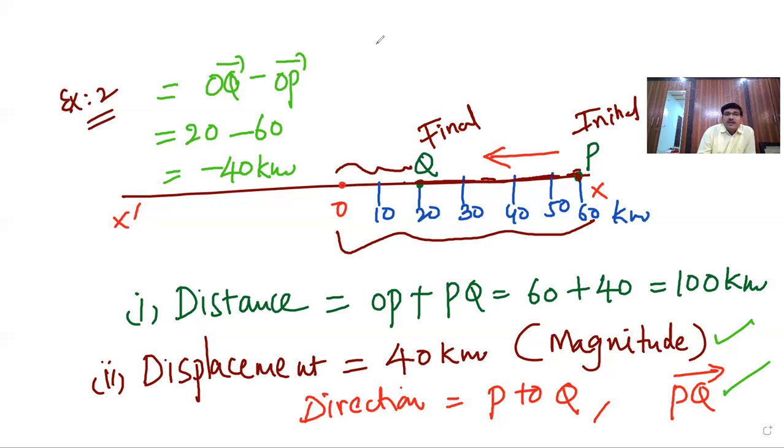This minus 40 involves magnitude 40 and direction also. Negative means reverse P to Q. Involves both the things. Whereas in the earlier case, we have separately calculated magnitude separate, direction separate. Clear? Now, observe. Let us take up the third example.